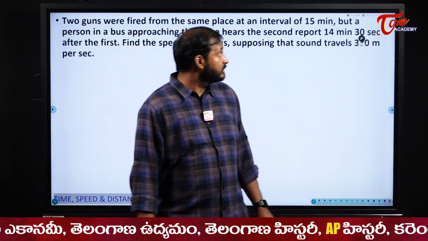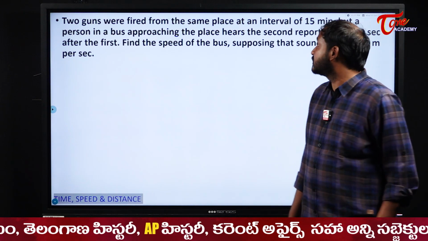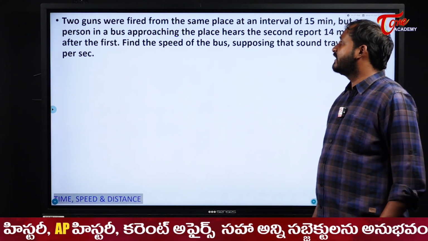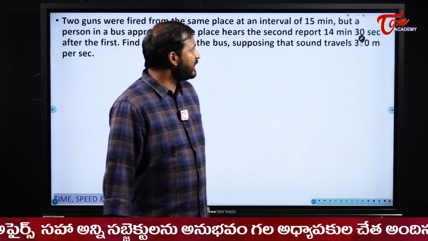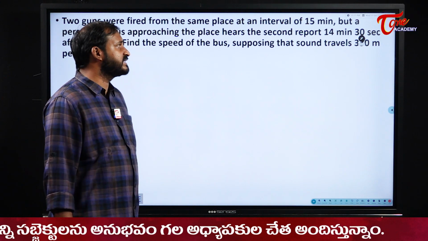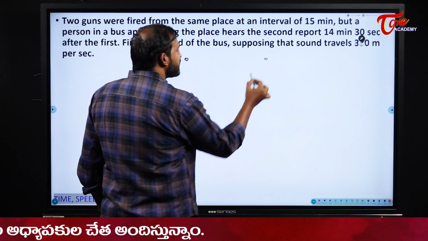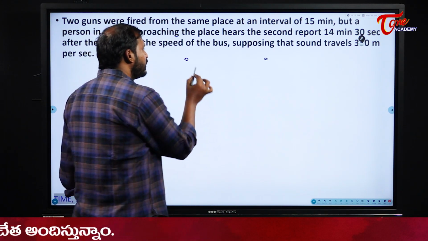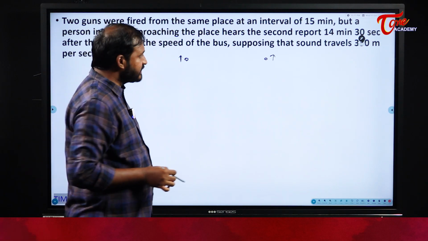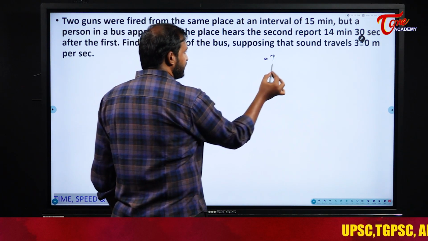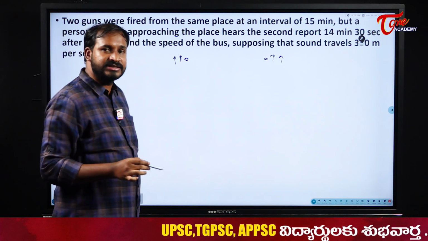Okay. Next one. Two guns. This is one of the important questions, students. We should understand the concept here very carefully. Two guns were fired from the same place at an interval of 15 minutes. But a person in a bus approaching the place hears the second report 14 minutes later. See here, students. Assume that 2 points are fixed. Now, when the first gun is fired, he will listen to it after 15 minutes. Next, similarly, if he is not moving, if he is stationary, when the second shot is fired, as usual, he should listen to it after what distance, what time?